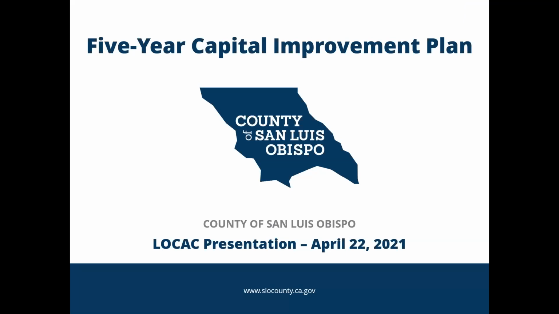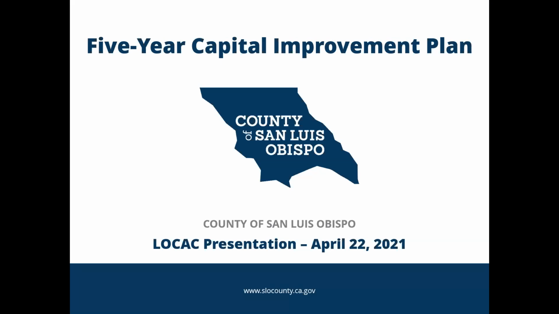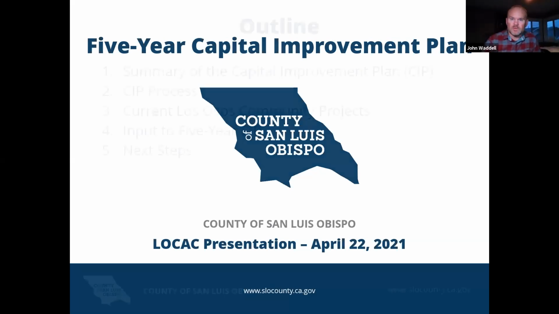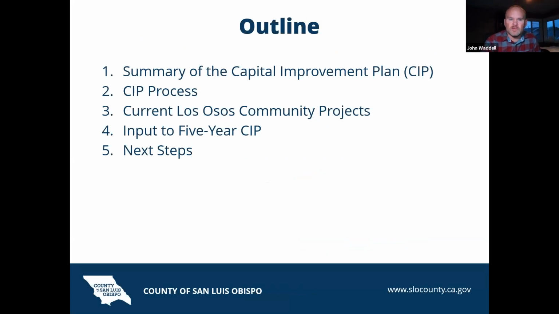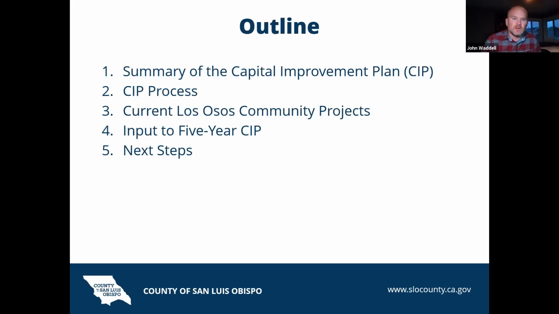So, the 5-year capital improvement plan is an update we give to the board every year. I'm going to run through it over the next few minutes in a few slides. Here's the outline: a summary of what the plan is, our process for establishing the capital improvement plan, the current projects, what the inputs are, how it's developed and its function, and then our next steps.